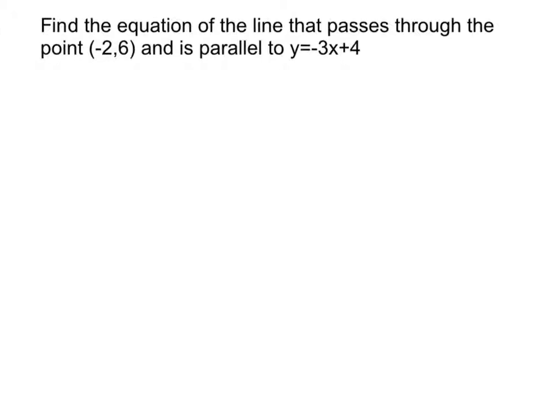Next question that we have is to find the equation of the line that passes through the point -2, 6, and it's parallel to the line y equals -3x plus 4. Now the information that we can get from this line that's parallel to is the gradient. m is equal to -3. So we can now plug that into our equation, y equals mx plus c. But m is equal to -3, so y will be equal to -3x plus c.